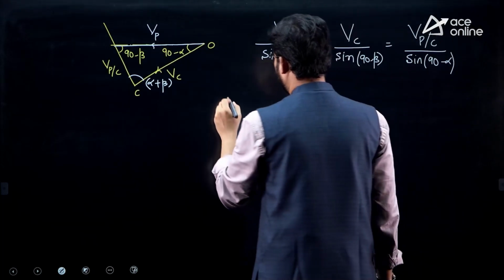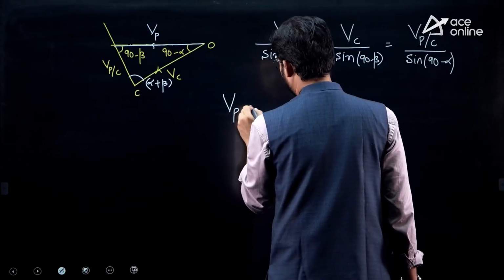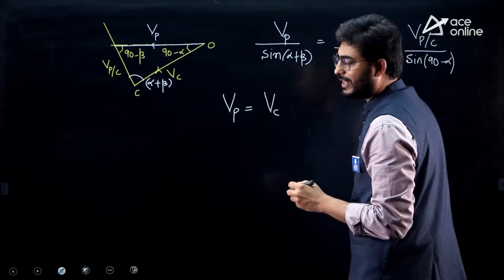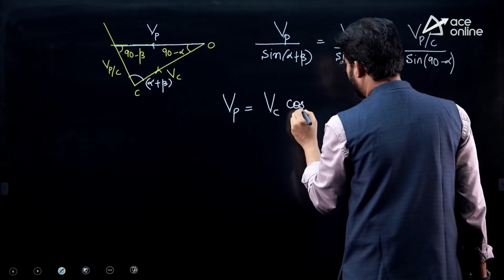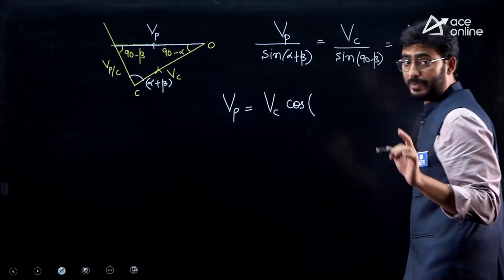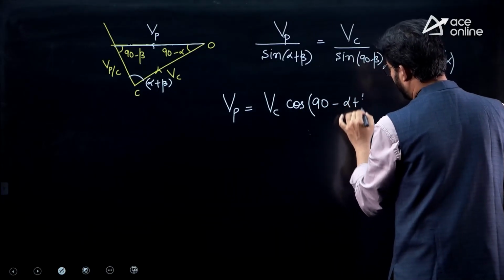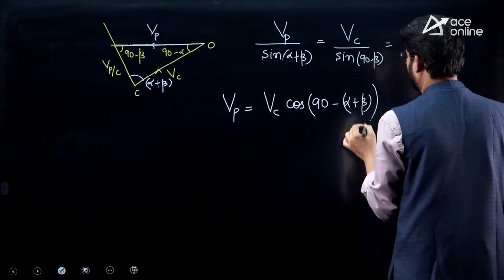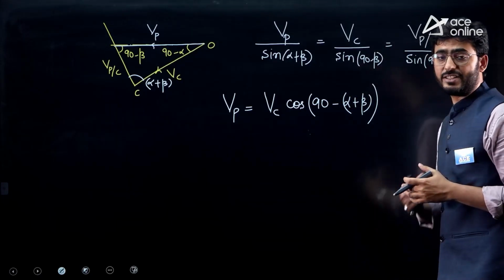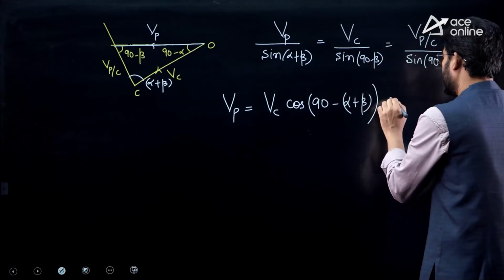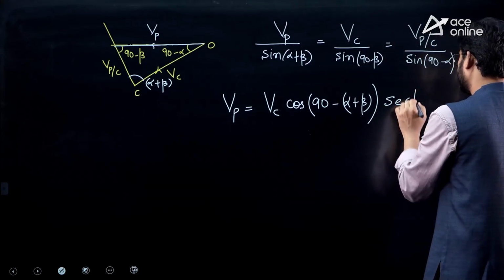Now here we can write velocity of P is equal to velocity of C. Sine of 90 minus alpha can be written as cosine alpha, and sine of alpha plus beta can be written as cosine of 90 minus (alpha plus beta). Next, sine of 90 minus beta can be written as cosine beta, and the reciprocal of that is secant of beta.